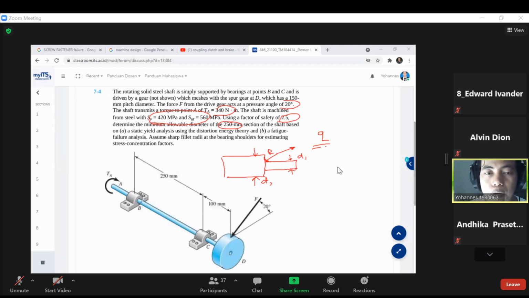But here, the problem uses a homogeneous diameter of shaft. That means we don't have the stress concentration from the geometry change here. So in order to calculate the fatigue failure, for the notch concentration factor, we put it equal to 1. That's okay, because we don't have it here. It means it doesn't change the strength of the material.